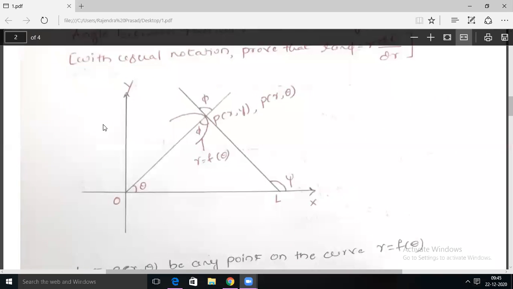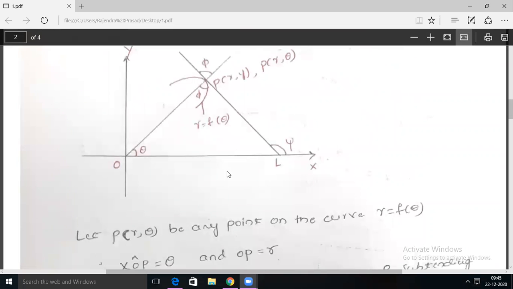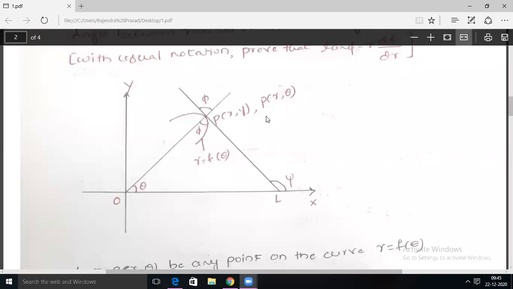So first we can draw a diagram here. The diagram should be like this: x-axis, y-axis, theta, psi, P of x comma y, P of r comma theta. So we know that P of x comma y is the Cartesian coordinates and P of r comma theta is the polar coordinates. So first, let P of r comma theta be any point on the curve.